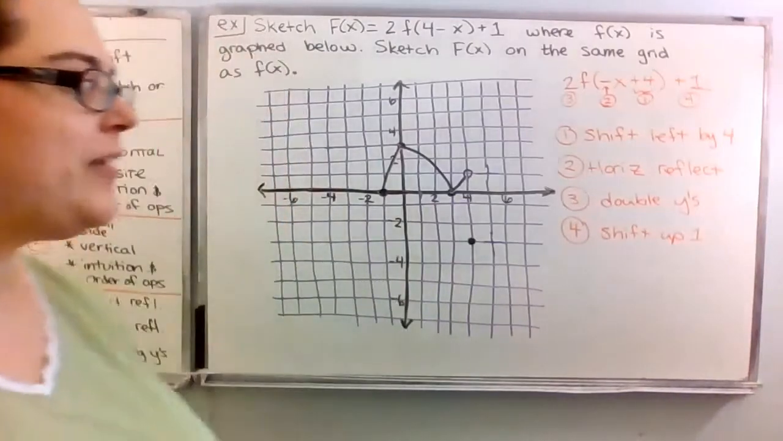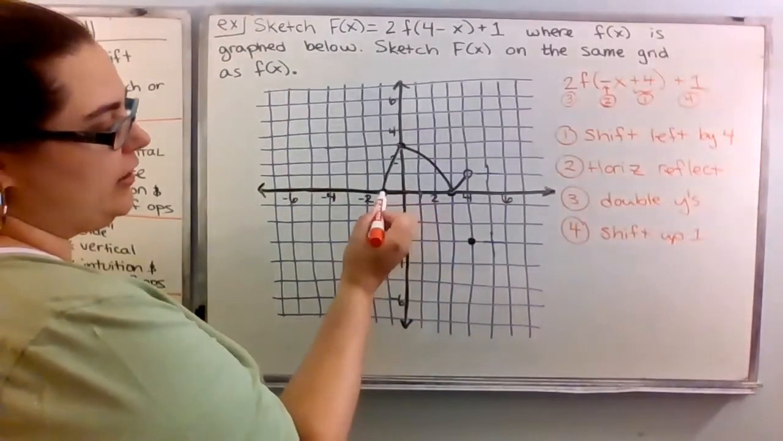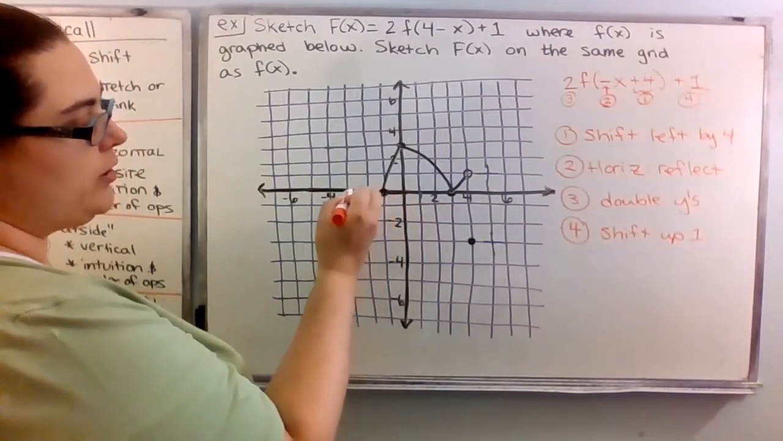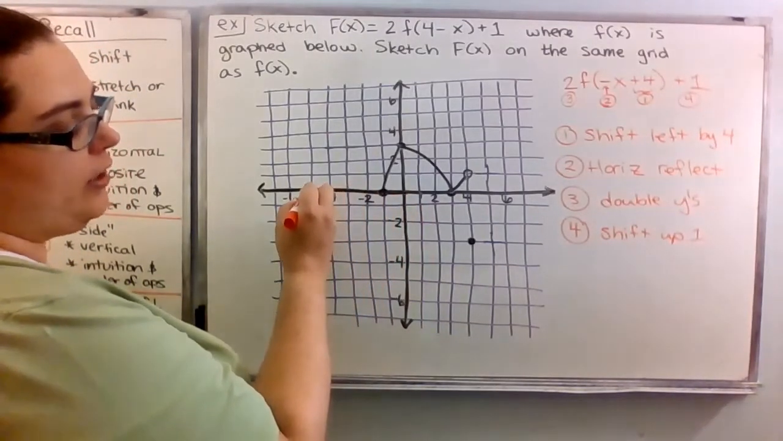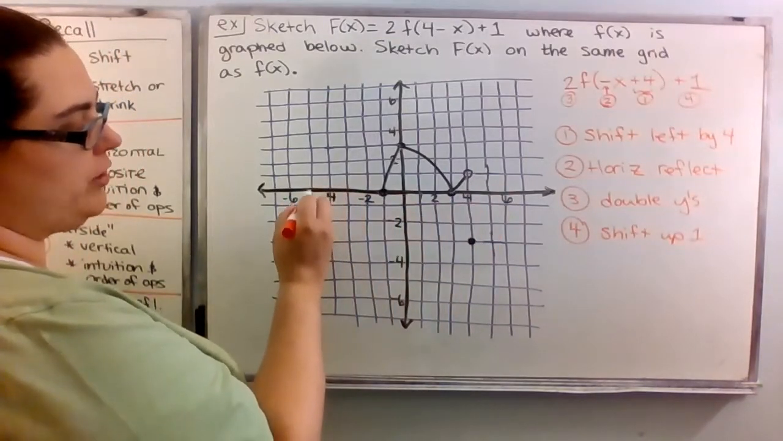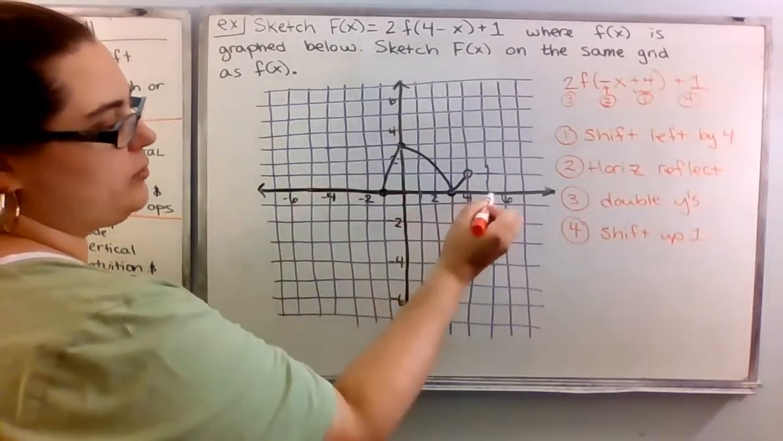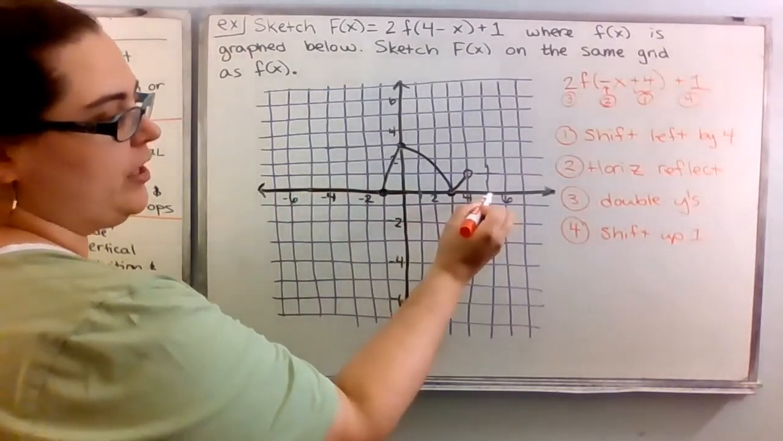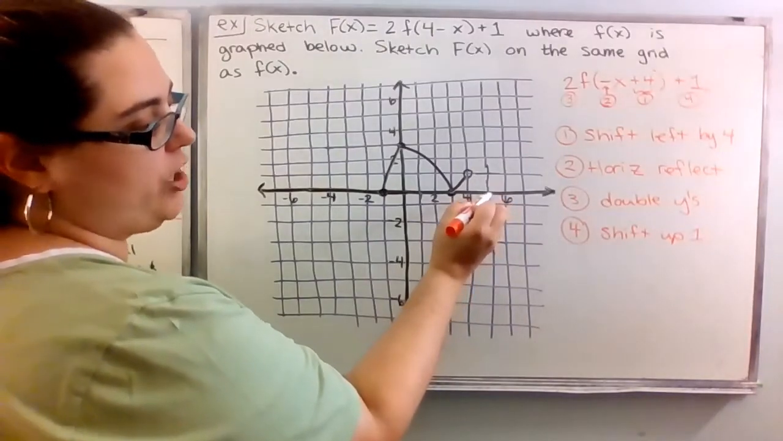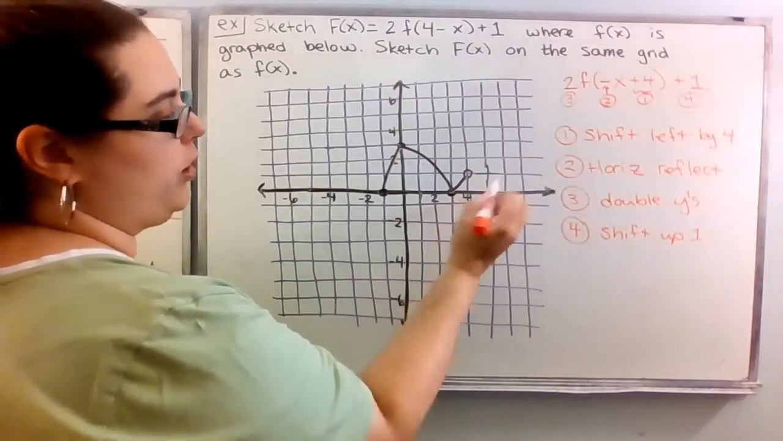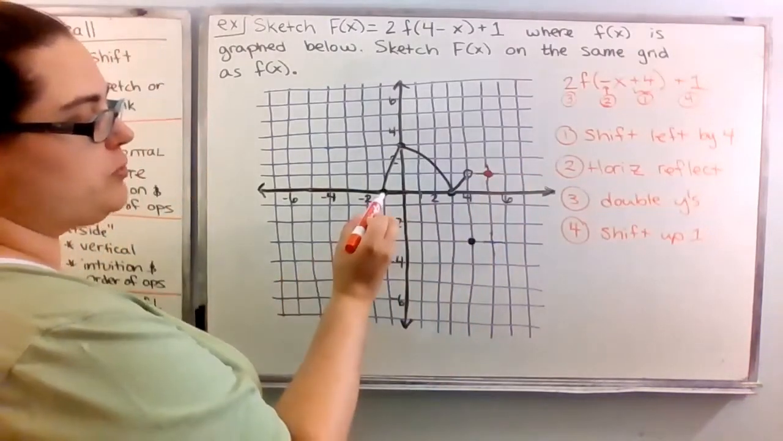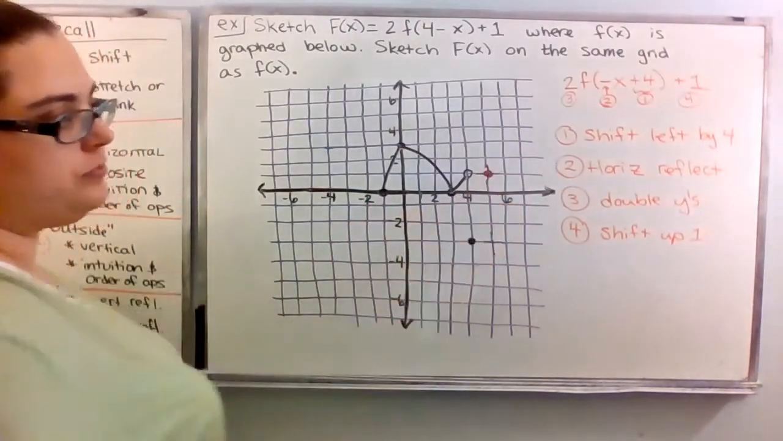So let's go through this. So I'm going to start out with this point here at (-1, 0). I'm going to shift it to the left by 4. 1, 2, 3, 4. A horizontal reflection means I'm going to reflect it this way. So the x value is currently a -5. So it's going to become a +5. Then I double the y value. The y value is 0, so the y value doesn't change. And then I shift it up by 1. I'm going to go right here. So this point gets transformed over to here.